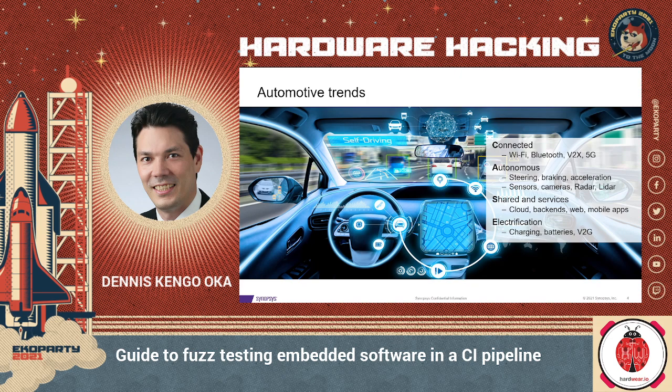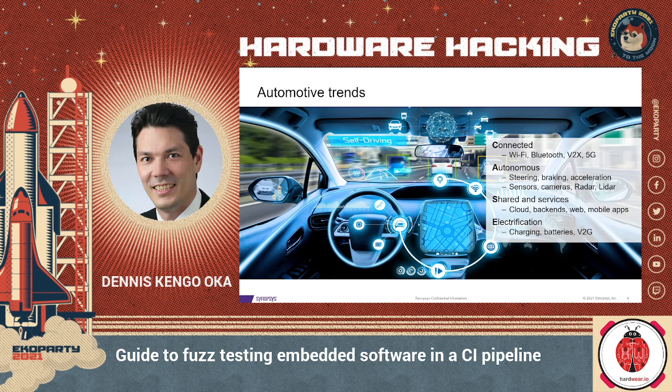Before we begin, I would like to give some background on the automotive trends. There are 4 major trends in the automotive industry, often referred to using the acronym CASE, which stands for Connected, Autonomous, Shared and Services, and Electrification.